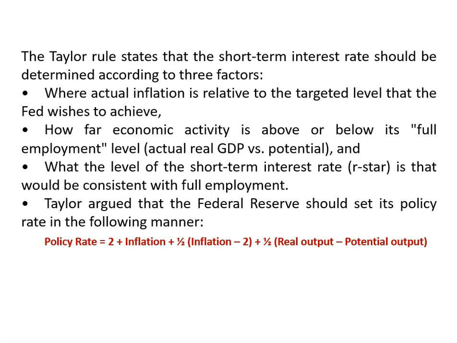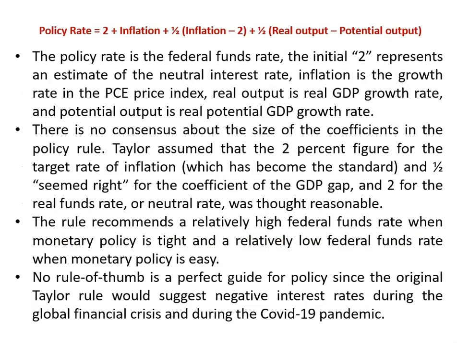Taylor argued that the Federal Reserve should set its policy rate in the following manner. Policy rate, which is the federal funds rate, should equal 2 plus inflation plus half times inflation minus 2 plus half times real output minus potential output. The policy rate is the federal funds rate. The initial 2 represents an estimate of the neutral interest rate. Inflation is the growth rate in the PCE price index. Real output is real GDP growth rate. And potential output is real potential GDP growth rate.